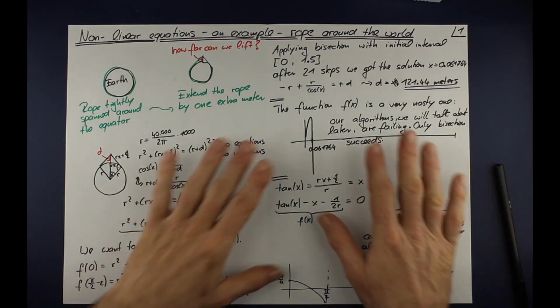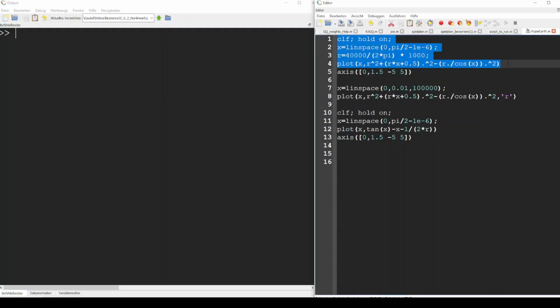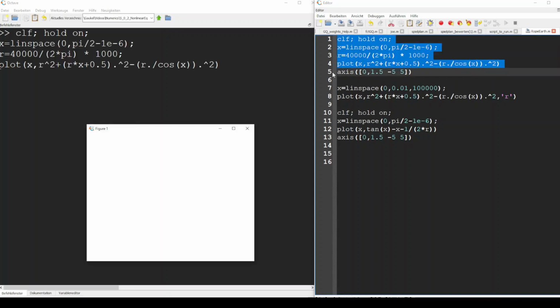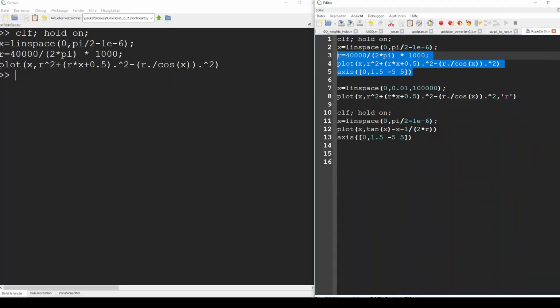Okay, so this was our video. Now I will show you here with the help of Octave. Okay, so let's run that code. We will plot our first function r squared plus r times x plus a half squared minus r divided by cosine x squared. And what do we see? We see this plot. Oh, this plot is horrible. A straight line at level 0. But okay, 10 to the power of 25. Okay, that's a catastrophe. So maybe let's change the axis and run that code.